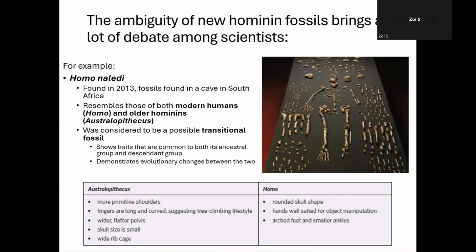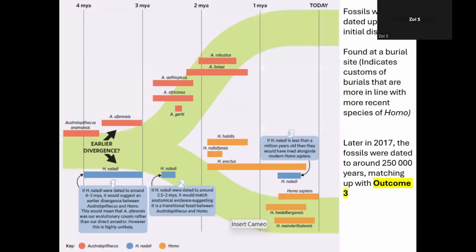So these are some traits that are apparent with your Australopithecus. And when we compare it with our genus of Homo, they also have a rounded skull shape. They had hands that are well suited for object manipulation. They had arched feet and smaller ankles. So they basically had the features for both the old hominin and also the current genus of Homo. So it was actually considered a possible transitional fossil.